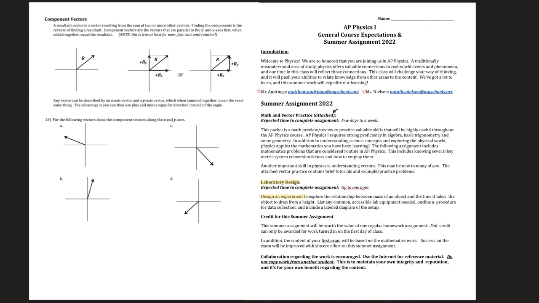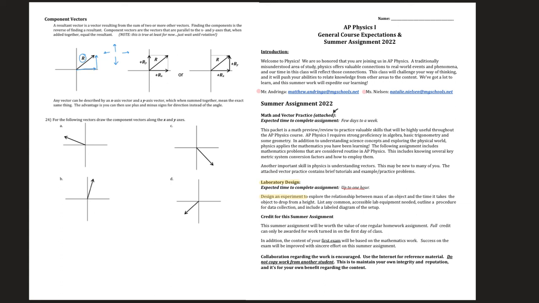On this very last page, we are talking about component vectors. Every vector is made up of one vector that has an up or down portion, and one vector that has a right or to the left portion. We want to go back to those basic coordinate axes. So this one that we're looking at here in the example, it's pointing to the right and it's pointing up.